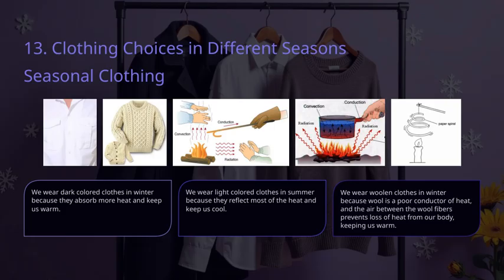Wool is a poor conductor of heat, meaning it doesn't let heat pass through easily. Plus, the air trapped between the wool fibers acts as an insulator, preventing heat from escaping our bodies. This combination makes woolen clothes very effective at keeping us warm during cold months. So overall, our clothing choices are closely linked to how our clothes interact with heat, either absorbing it to stay warm or reflecting it to stay cool. And this ties back to understanding how heat transfer affects our daily lives.